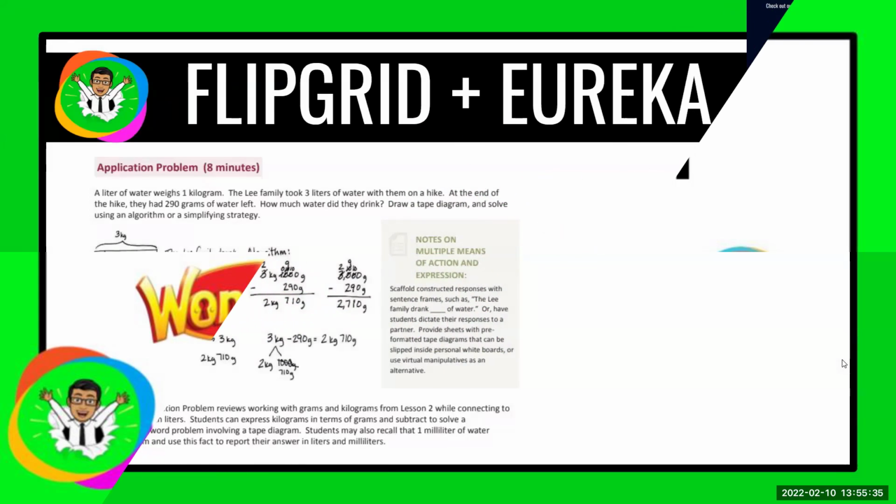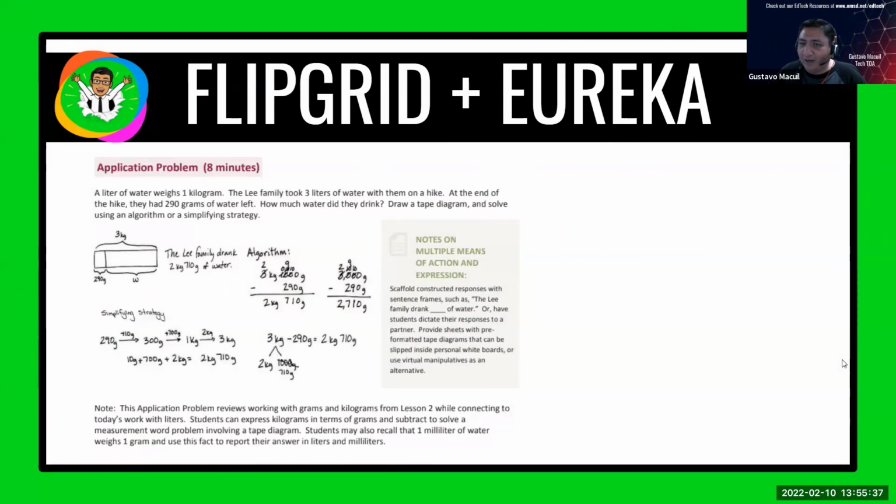The next thing I wanted to go over is how I could use FlipGrid with Eureka or Wonders. So I quickly went to a 4th grade sample and I thought, where in Eureka can FlipGrid fit in easily?